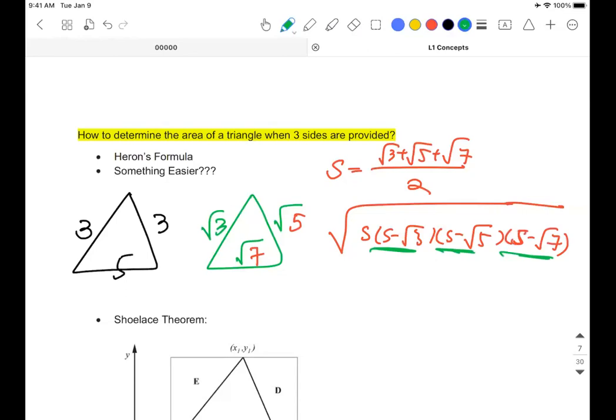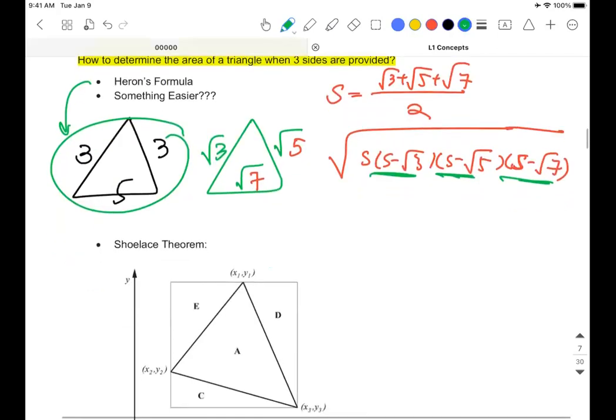However, it's more for some easy, integer-related sides, right? If you're dealing with very complicated, very nasty sides, it might not be very helpful to use Heron's formula. So if that's the case, we have another way to determine the area of a triangle. We call it the famous double Pythagorean theorem.